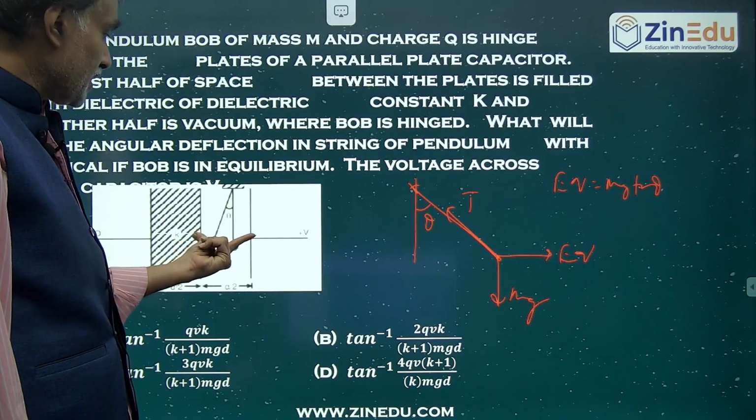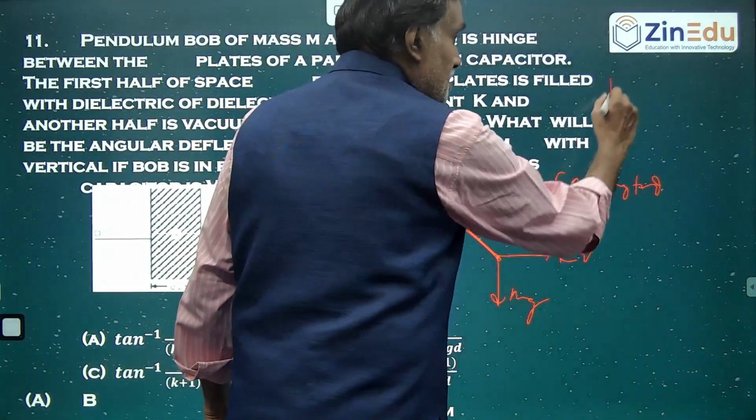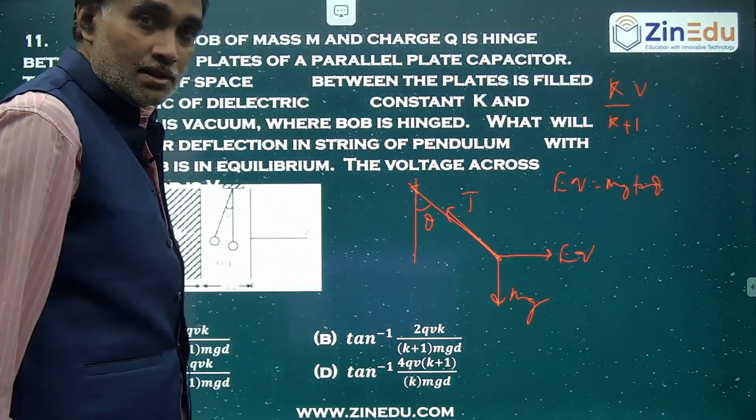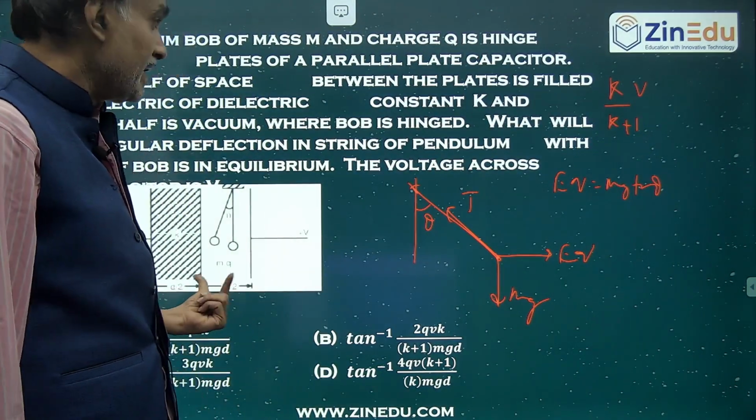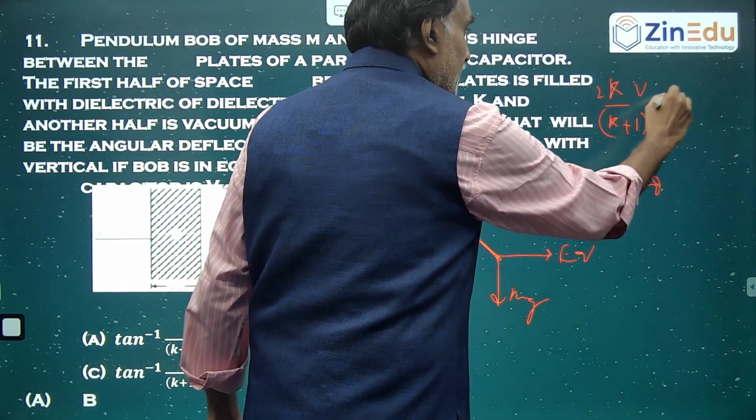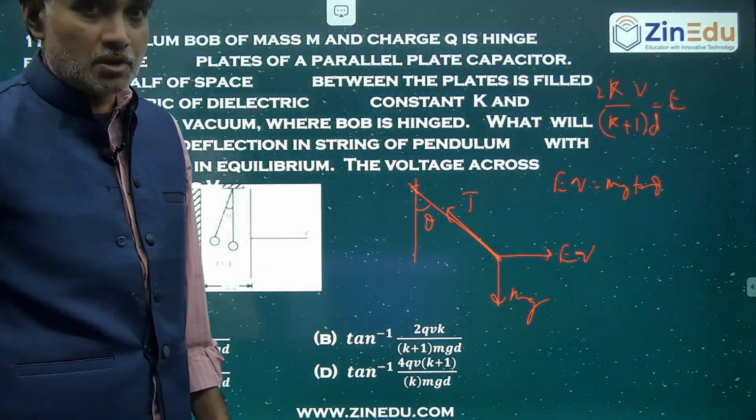What is the potential difference across this empty space? Divides in the ratio of K is to 1. K by K plus 1 times V. That is potential difference. What is electric field? Potential difference by distance, by d by 2. That is electric field. Substitute this value of electric field. There you will get tan theta. What is tan theta?